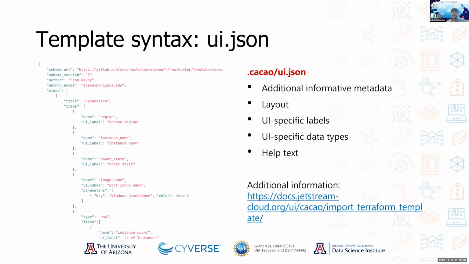And then another metadata file that's important is the UI.json file. And that describes the layout. When you create resources from a template, there is a wizard that is generated so that a user can click through and configure items on that wizard. And so the UI.json will help define the layout. You can define labels for the different parameters, declare the data types, and even create help text for it.